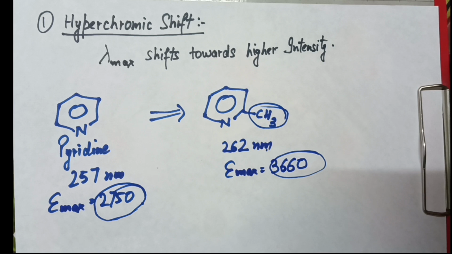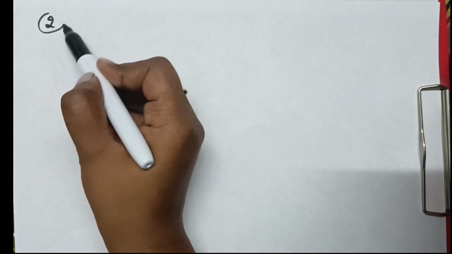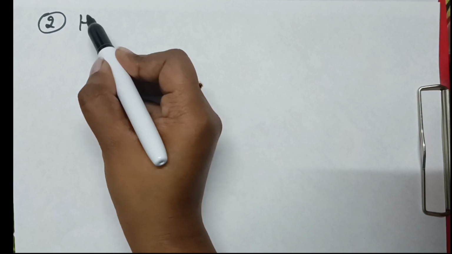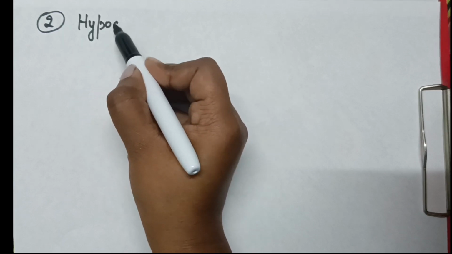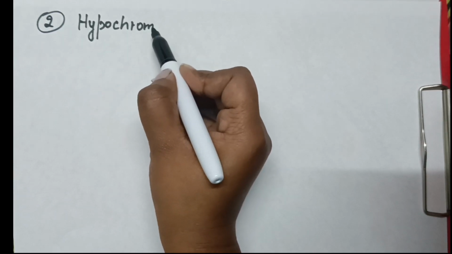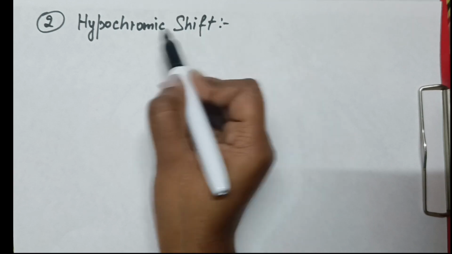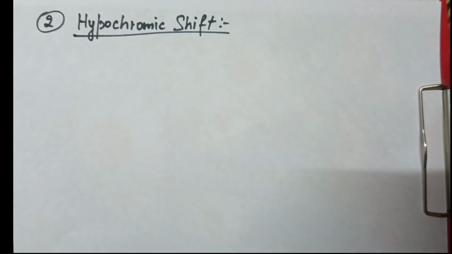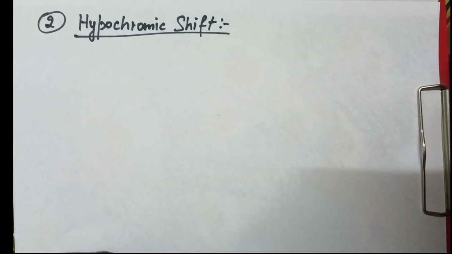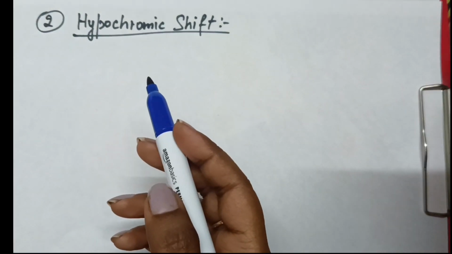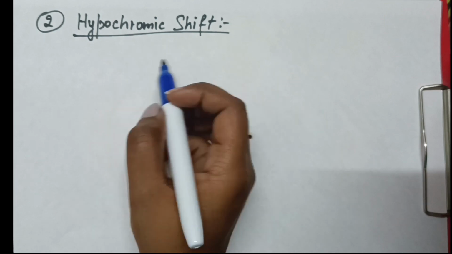Now we will move on to the second one, that is hypochromic shift. Now second is the hypochromic shift. In this what happens, lambda max shifts to lower intensity.